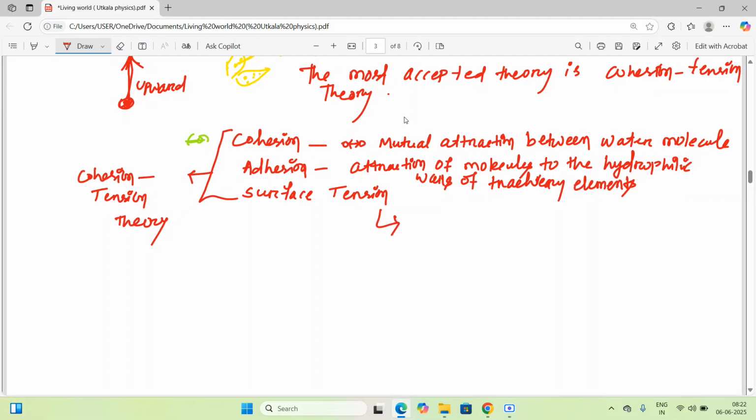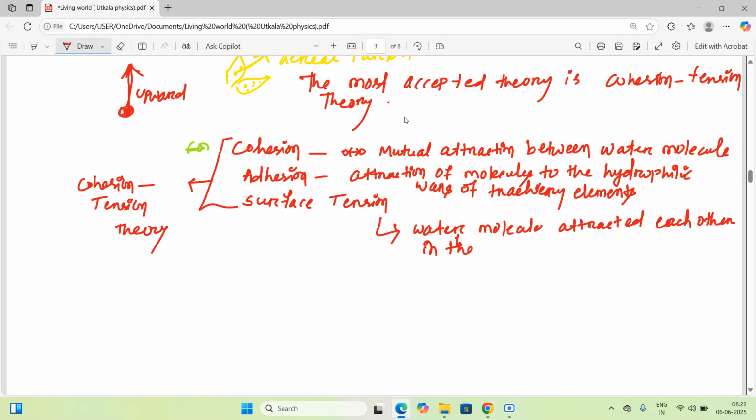Then the surface tension. Water molecules are attracted to each other in the liquid phase, okay, more than the gas phase. Okay, water molecules attracted to each other in the liquid phase than gas phase. Got it? Okay.